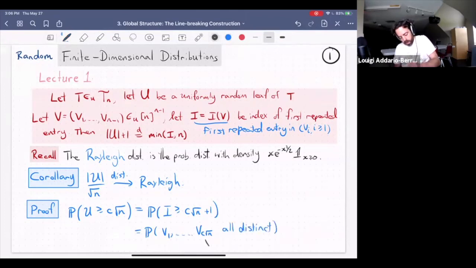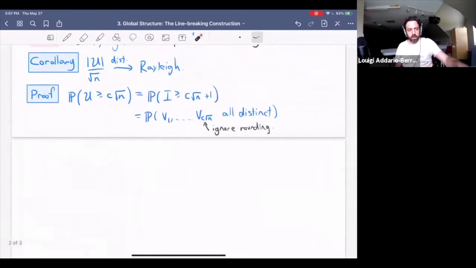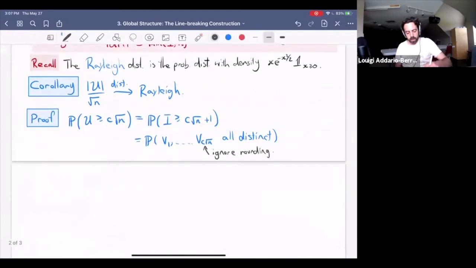Right, so here I'm ignoring rounding. The first repetition is in position at least C root n plus 1 if and only if the first C root n terms are all distinct. So those last two probabilities are really the same event. So in particular, the probabilities are the same.